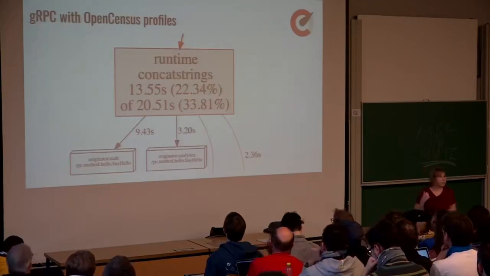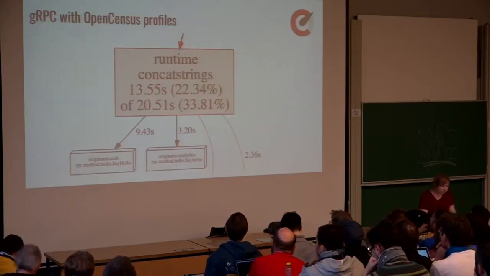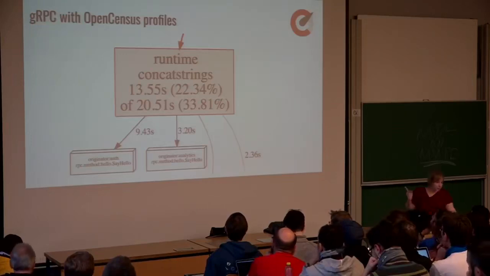We're looking at the typical visualization of pprof data. You can see the runtime concat strings spend 9.43 seconds for RPCs coming from the authentication service, and 3.20 seconds for the RPCs coming from the analytics service.